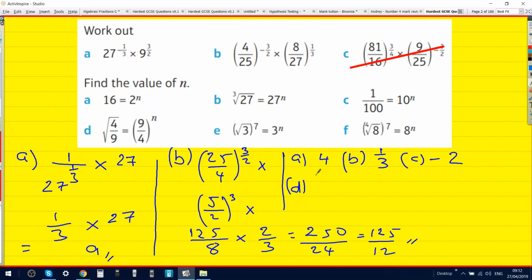Okay, so I know that √4/9 is 2/3. So if you were to think about it the other way, 9 over 4 to the power of what gives you root 4 over 9? Minus 2/3. So it's going to be minus.